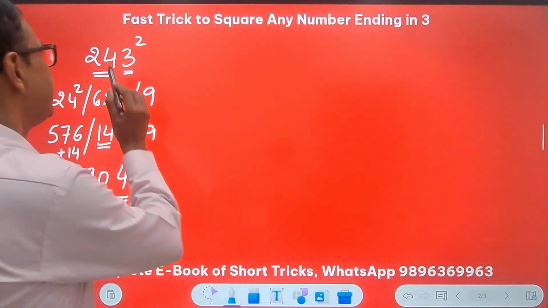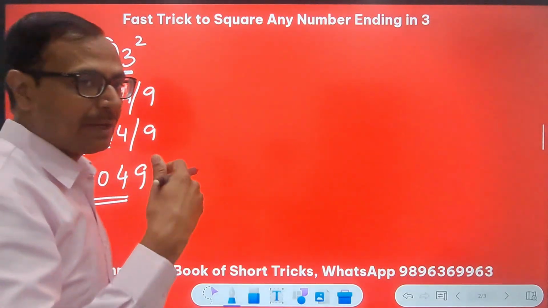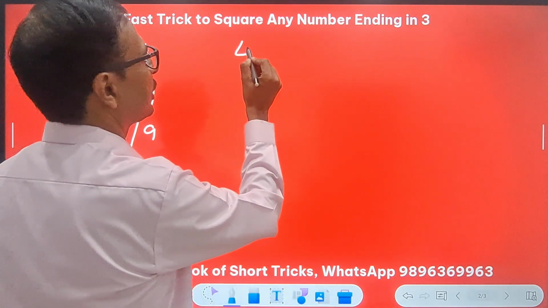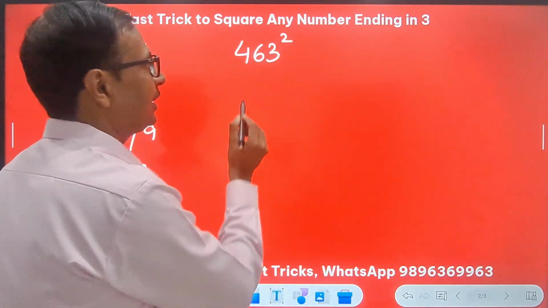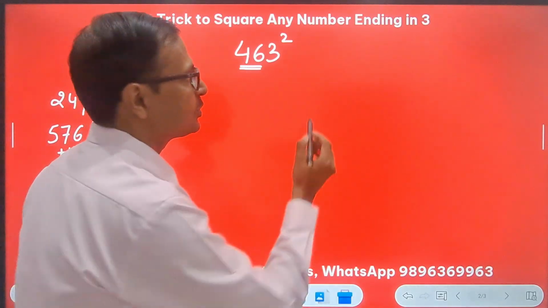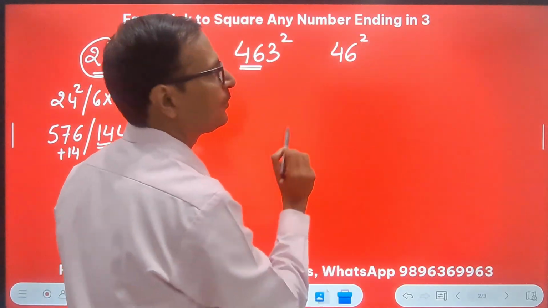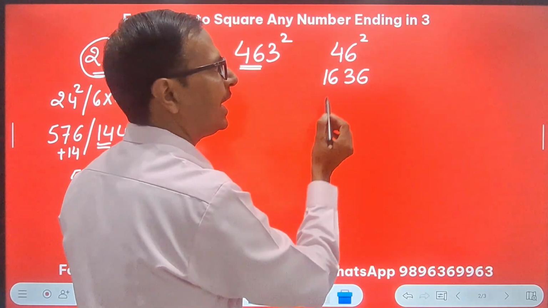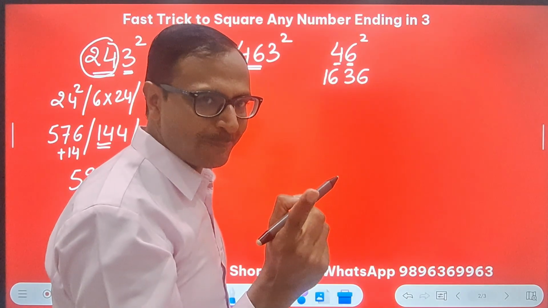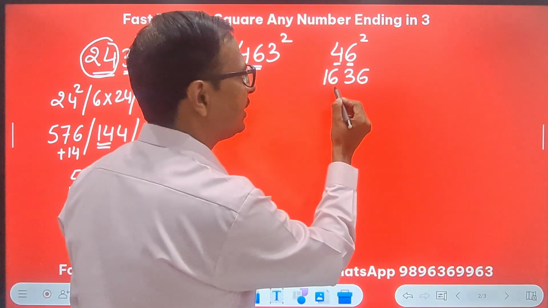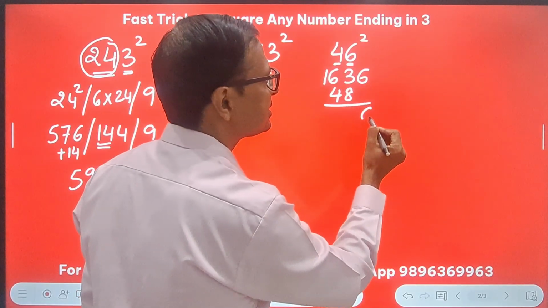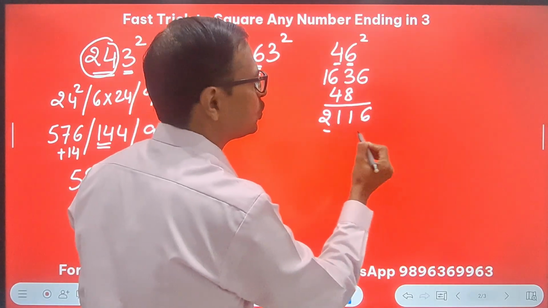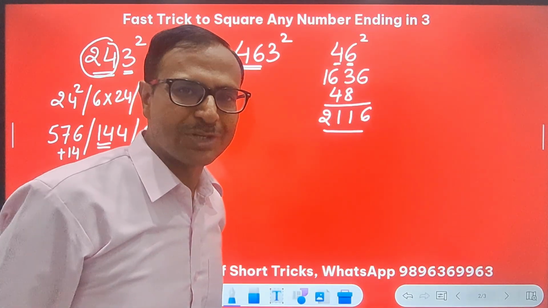Now what happens when this number here becomes large? We have an alternative for that also. Suppose you have to do 463 square. Now I need to know 46 square first. So to do 46 square, what will I do? 4 square is 16, 6 square is 36, and then multiply 4 and 6, you have 24. Double of 24 is 48. Write it in the middle and add vertically. 6, 11 means 1, 1 carry, 11 means 1, 1 carry and a 2. That's how you find the square of 2-digit numbers.